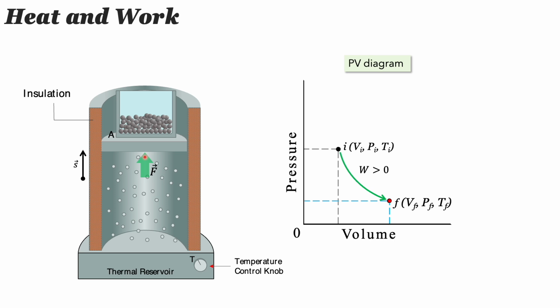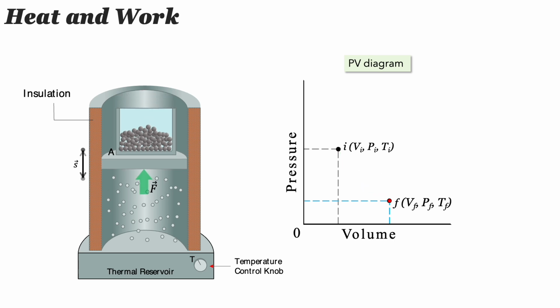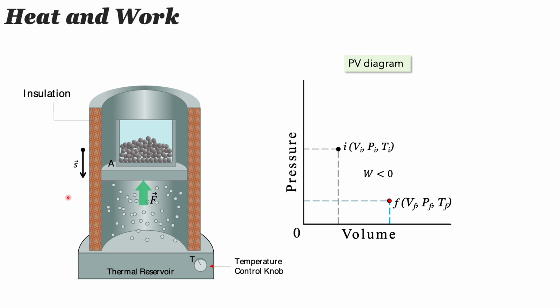Now we can change from our final state back to the initial state, which means that we can compress the gas and increase the pressure. We increase the lead shot again, and it will move the piston back by the same amount. Now our system has transitioned from the final state back to the initial state, and the work done during that is negative.